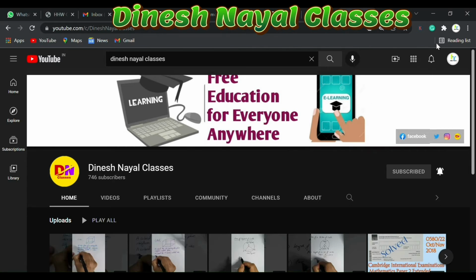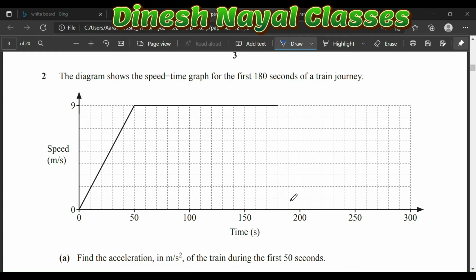Now back to our paper. The diagram shows the speed time graph for the first 180 seconds of a train journey. Now A part is: find the acceleration in meters per second squared of the train during the first 50 seconds. As you can see, a speed time graph is given to you and acceleration is given by the slope. You have to find the slope of this graph.